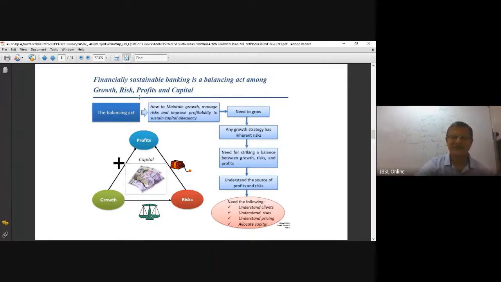So managing this balancing act, risk management plays a very vital role, because if you don't manage your risk well, you will have neither growth nor profits. As a result, risk management has become a very critical subject matter in banking. It comes directly under the supervision of the board, and the board is responsible for forming a complete risk management framework for the bank.